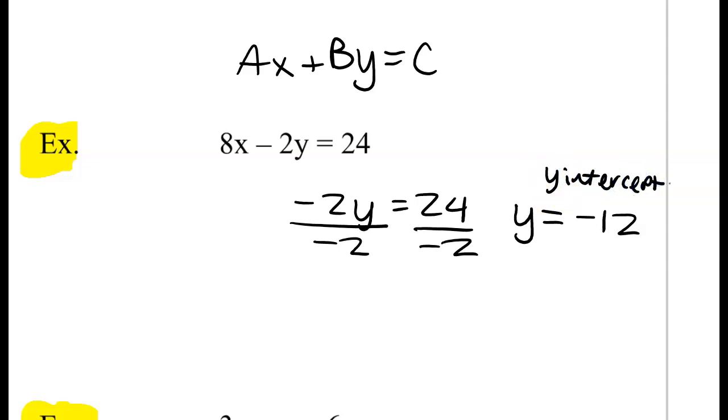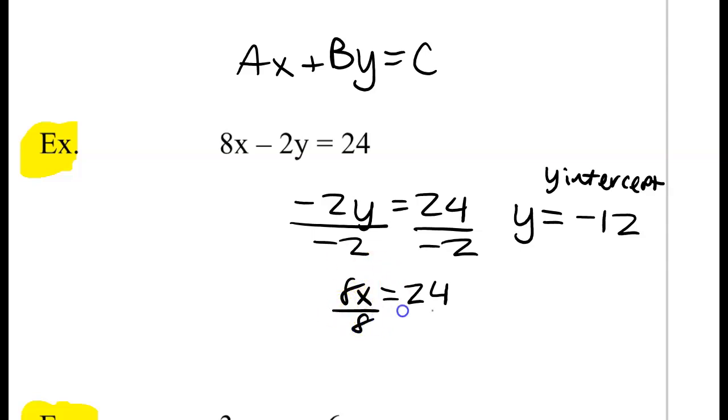Next, let's do the same thought process, except now we're going to plug in 0 for my y. So let's play this out. We have 8x minus 2 times 0 equals 24. Again, anytime you multiply something by 0, that term entirely disappears. Since all of this is going to go away, all I really need is 8x equals 24. Now let's go ahead and solve that equation.